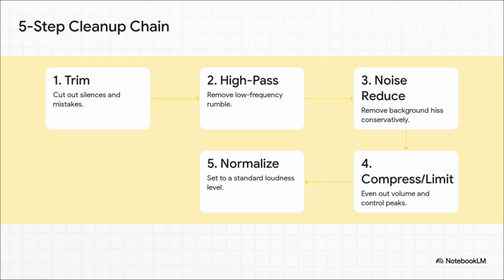Next up is noise reduction, which is super clever. It finds that constant background hiss and just pulls it out. After that, we use a compressor and a limiter. These two work together to smooth out the volume, so you're not too quiet in one part and too loud in another. And finally, we normalize the whole track to a standard loudness, so it sounds perfect whether you're listening on YouTube, Spotify, or anywhere else.